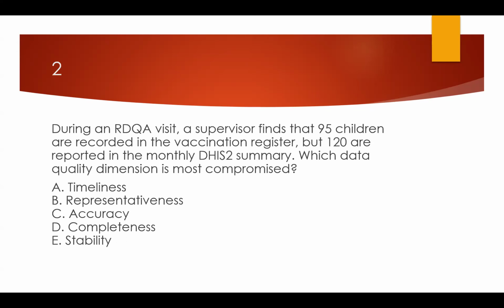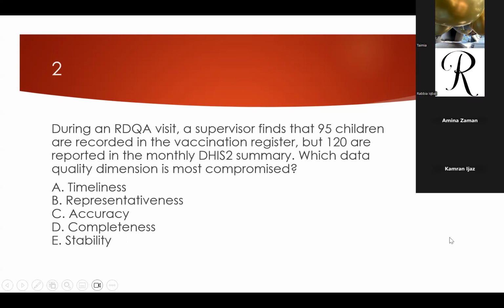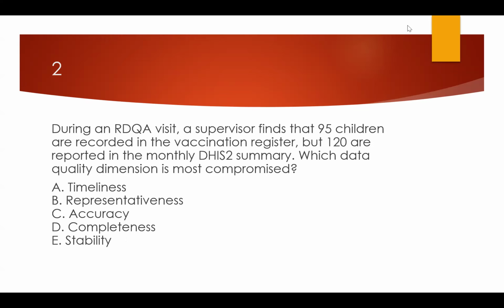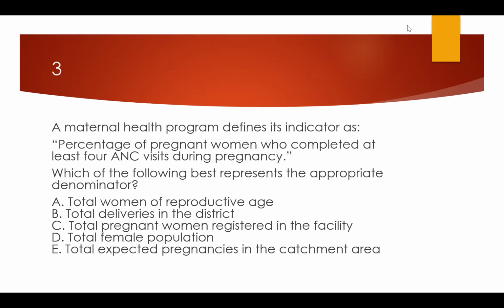During an RDQA visit, a supervisor finds that 95 children are recorded in the vaccination register, but 120 are reported in the monthly DHIS2 summary. Which data quality measurement is most compromised? Timeliness, representativeness, accuracy, completeness, or stability? C. Yes, it is C, accuracy.